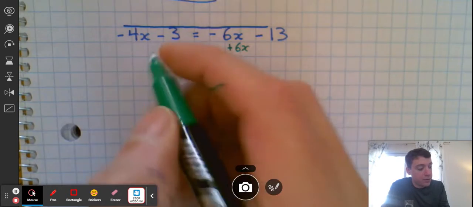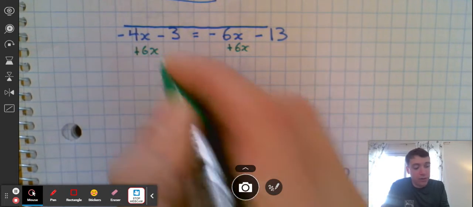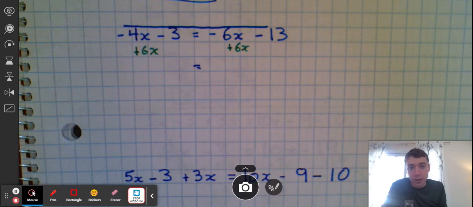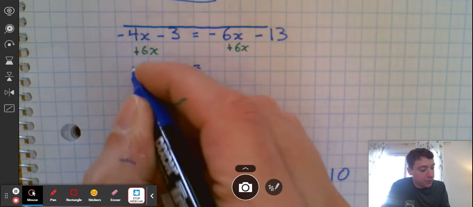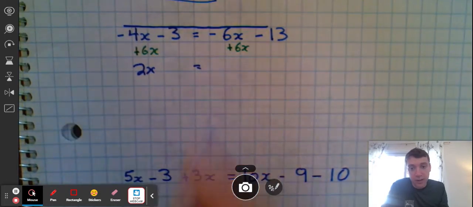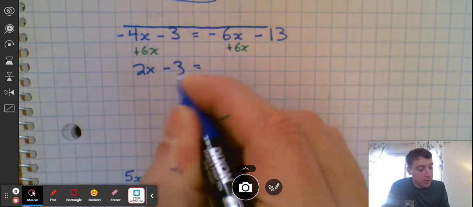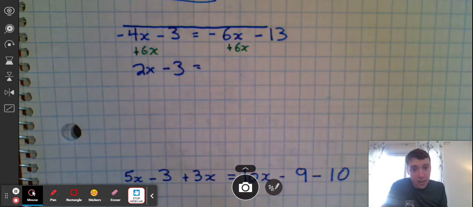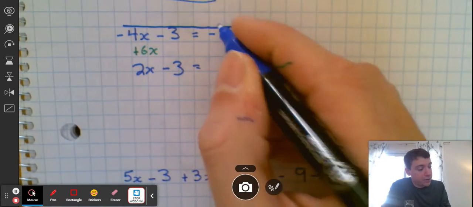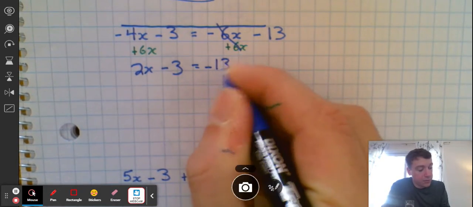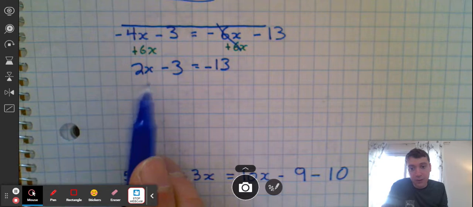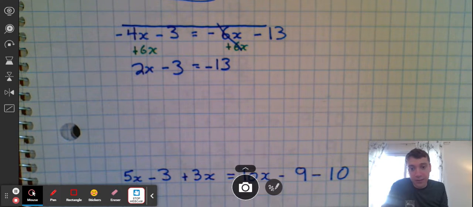And if I do something to one side, I have to do the same thing to the other side to keep my equation balanced, to keep the left side equal to the right side. Negative 4x plus 6x, negative 4 plus 6 is positive 2, so I have 2x, and I copy down the minus 3. And on the right side, negative 6x plus 6x, well, that's just nothing, it's 0. So I'm still left with negative 13. So I've successfully moved all my x's onto the left side.